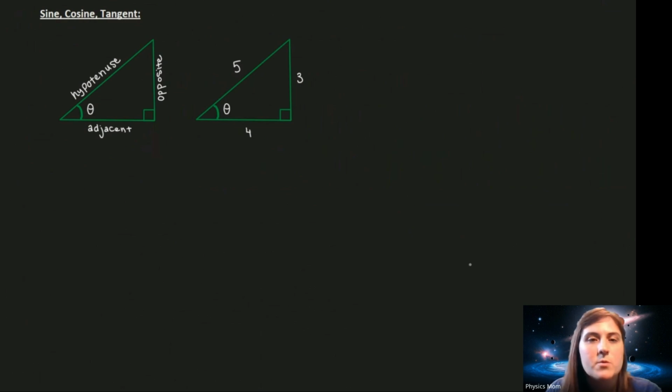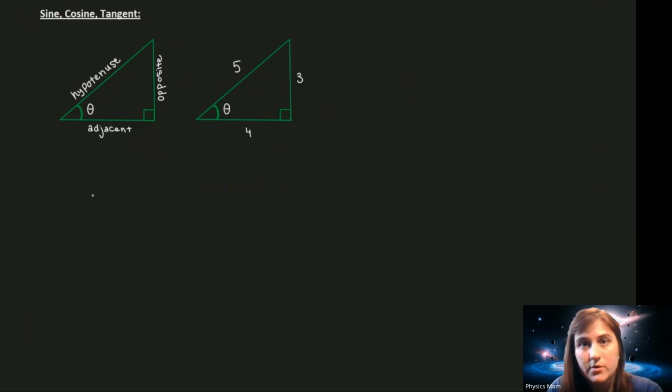To explain the relationship between sine, cosine, and tangent, we have an example triangle here. This is actually a fairly common one, the 5, 4, and 3 side triangle. And we're going to talk about, in terms of our sine, cosine, tangent, what each of them would be in terms of this respective angle.